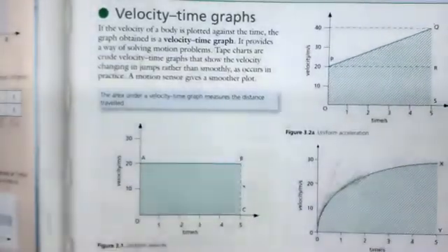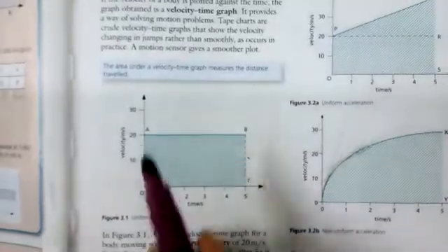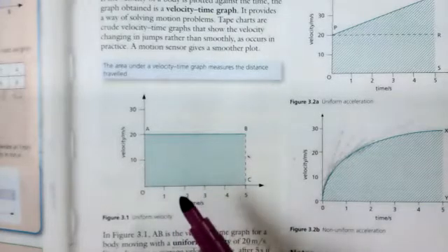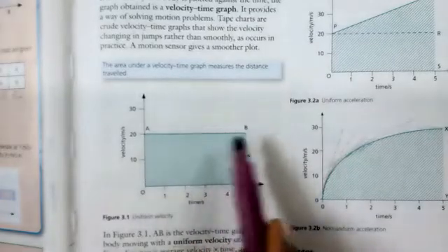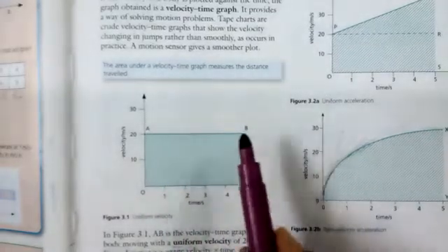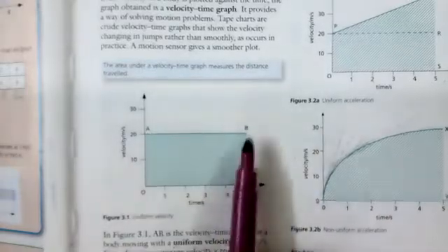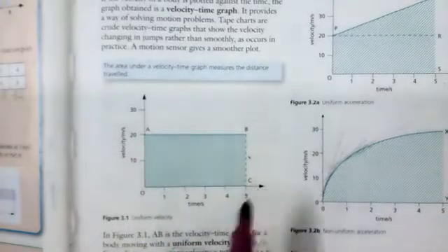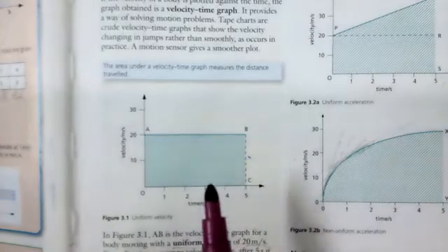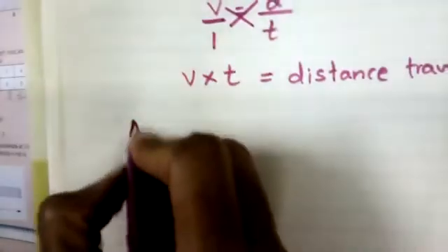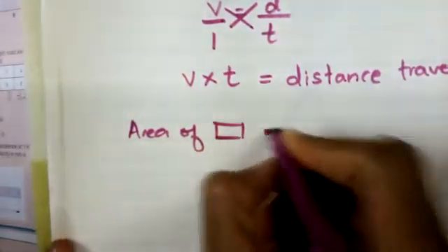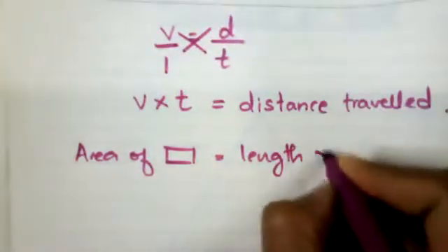So when you have velocity on the y-axis and time on the x-axis, then when you multiply velocity and time, what are you actually doing? Why is it that distance traveled is equal to the area under this velocity time graph? Because if, for example, you consider this a rectangle, OABC, how do you calculate the area of a rectangle? The area of a rectangle is length multiplied by breadth. Everybody knows that, right?